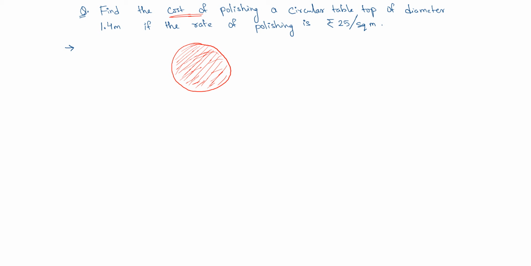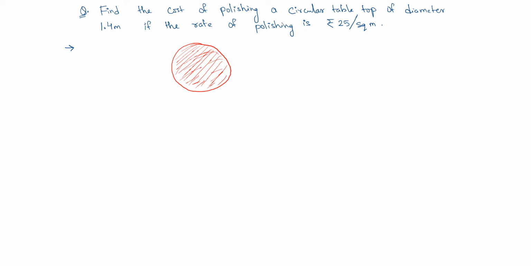So you have to understand that. Either you can understand it from the language of the question, it's clearly written there, polishing of a circular tabletop of the diameter, or you can also see the rate and say whether they are talking about area or perimeter. Since the rate is 25 rupees per square meter, and square meter is the unit of area and not of perimeter, from there also you can get the idea whether to calculate area or perimeter. So here they have said, find the cost of polishing a circular tabletop of diameter 1.4 meter.